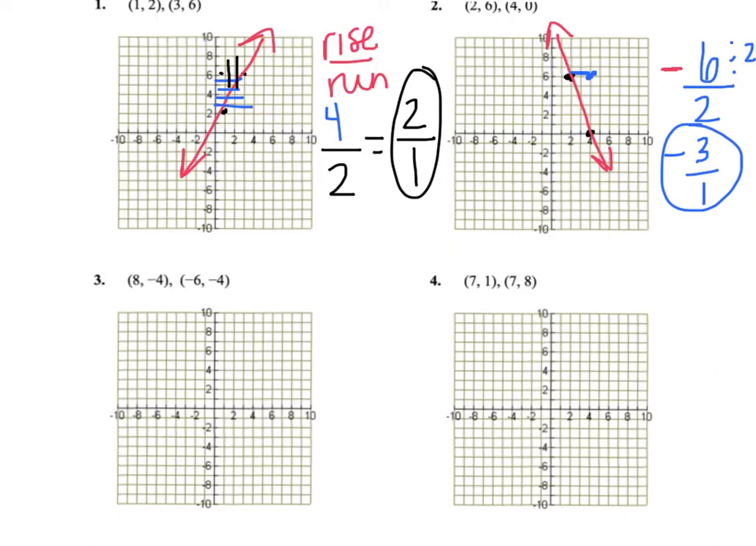So we're going to go ahead and plot these points, and we are going to graph (8, -4), so that's going to be right here. And then we are going to graph (-6, -4), and we're going to draw a line through it.